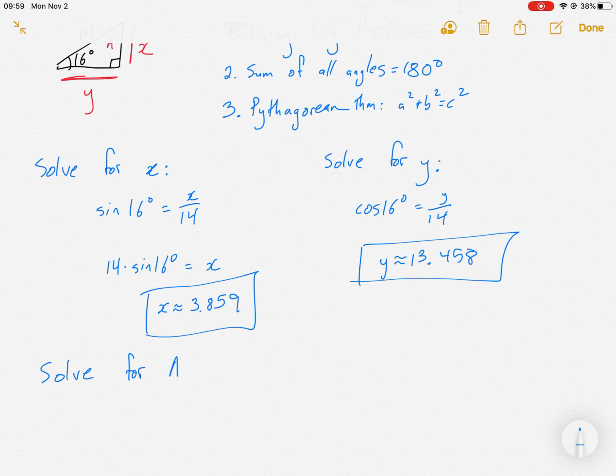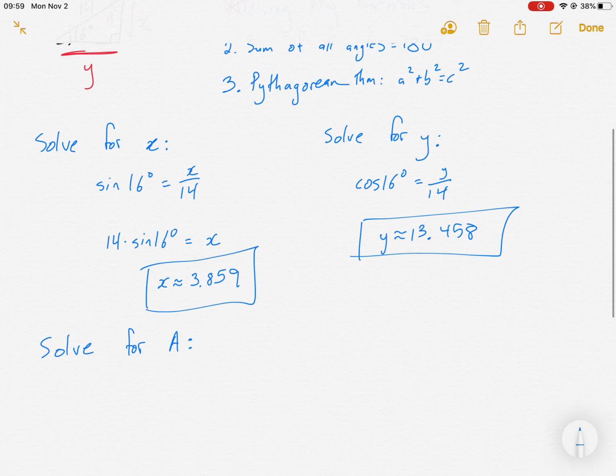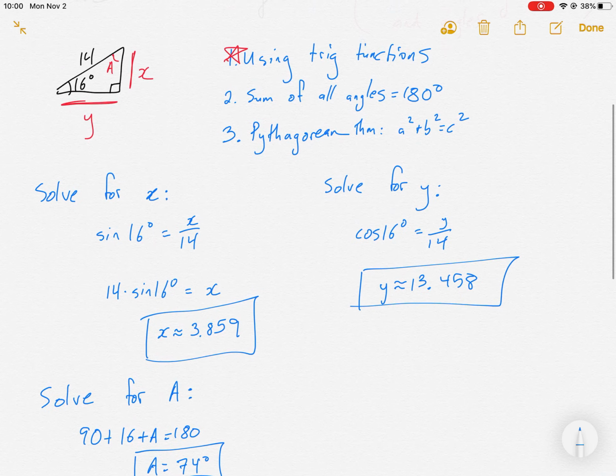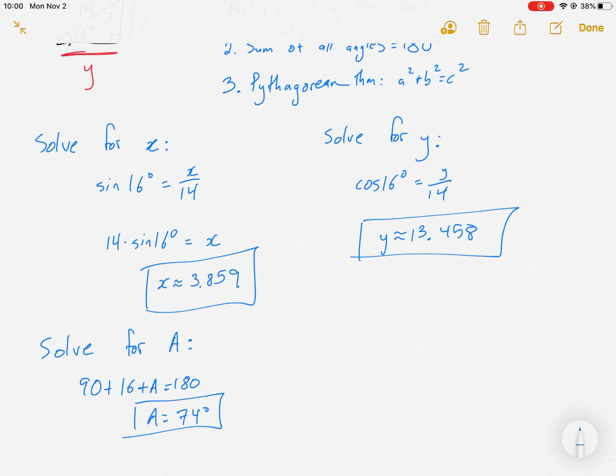So now we can solve for A. Again, a couple ways to do this. I'm going to use the fact that the sum of all the angles equals 180. And so that means that A is going to be 74 degrees. You could have used inverse trig functions to do this. You could have done a cosine inverse or sine inverse to get it, but you don't really need to. So now we're done with that one.